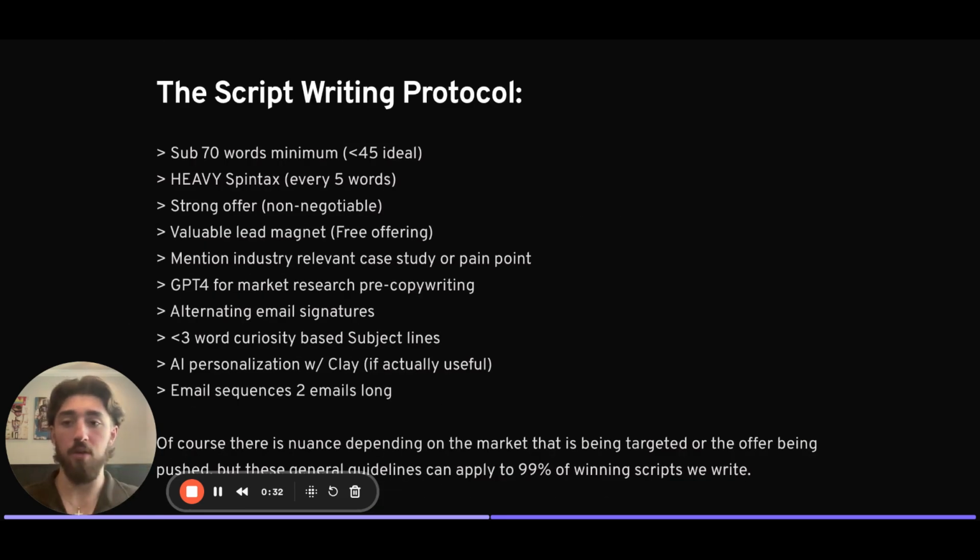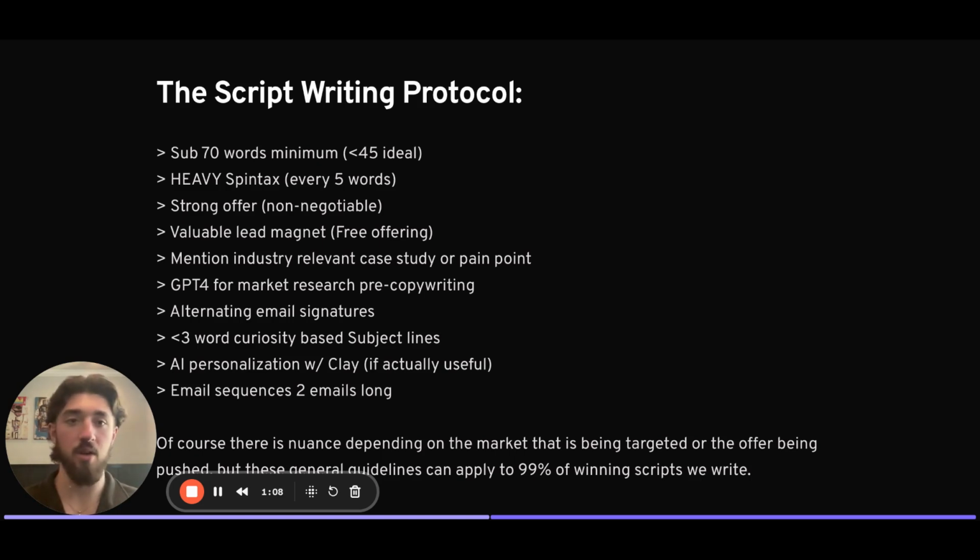So first thing is going to be sub 70 words at least in the email body. You can have something in the PS if you want to, but ideally, you want to have your script be less than 45 words. I think I've mentioned this millions of times, but the shorter scripts always perform the best, right? Our best performing emails are always the one line emails, where the body's only one sentence pretty much. Those are always the best performing ones.